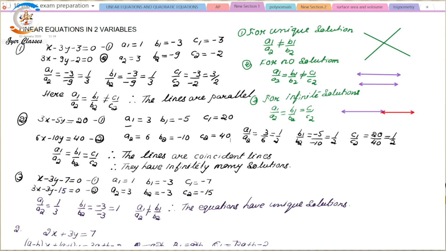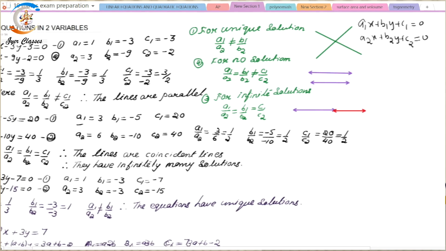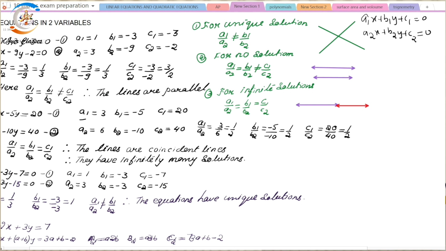Right. So if you have two equations in two variables, let's say the first is a1x plus b1y plus c1 is equal to 0, and the second equation is a2x plus b2y plus c2 is equal to 0. Now how do I know, just looking at the equations, whether these two lines will be intersecting each other, or parallel to each other, or coincident lines? That means one line is on the other, right?